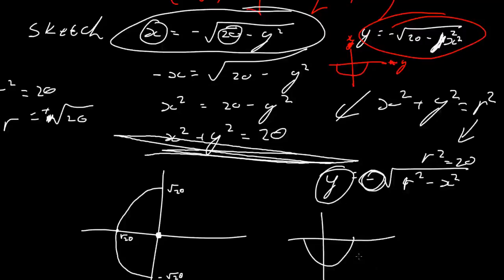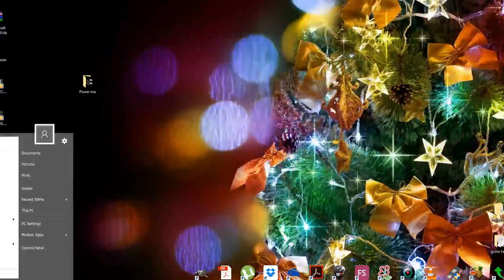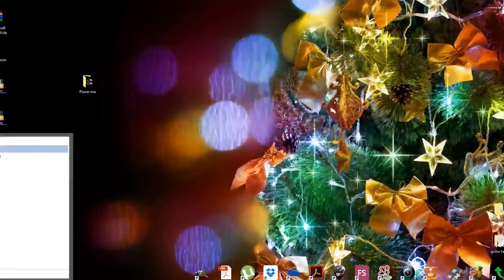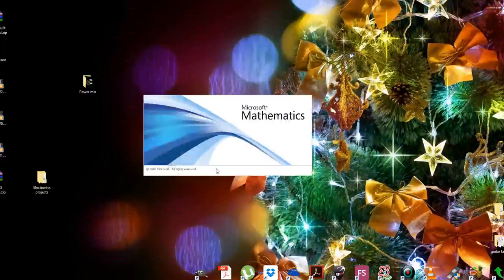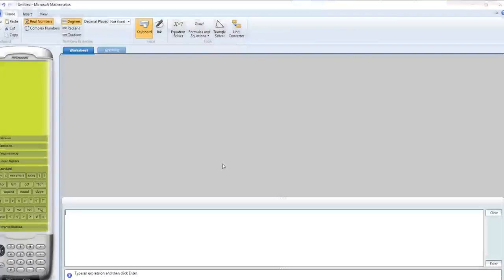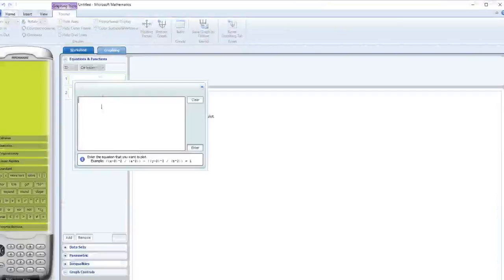And I just wanted to let you know as well, if you're battling to draw these graphs, I'm curious if Microsoft Math can do it. Let's try Microsoft Mathematics. So let's just test if Microsoft Math can sketch these. I don't think it can sketch that first one because it's a relation and not a function, but we're definitely going to try. Let's see what it can do.